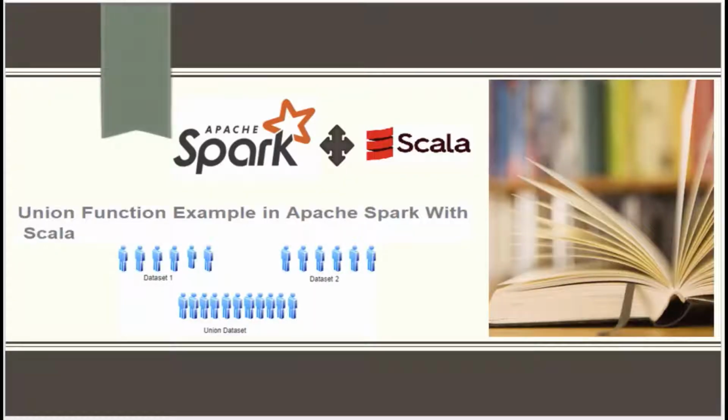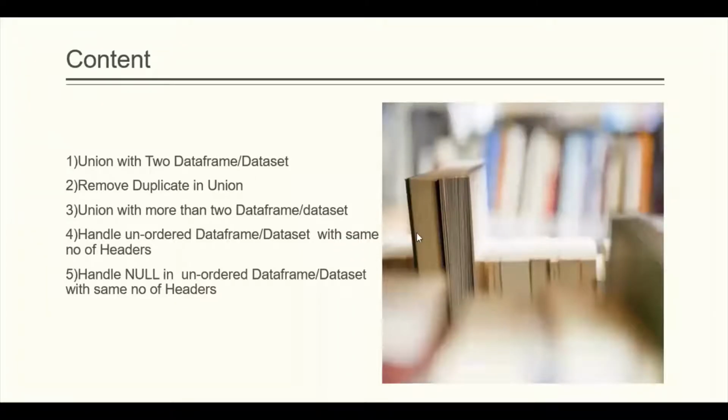Hello programmers, in this video we're going to discuss the union function in Apache Spark using Scala. Below are the topics we're going to deep dive into with examples. First, union with two different data frames or datasets. Second, how to remove the duplicate data in a union dataset. Third, union with more than two data frames or datasets. Fourth, how to handle unordered data frames or datasets with the same number of headers. And fifth, how to handle null in unordered data frames or datasets which have the same number of headers.